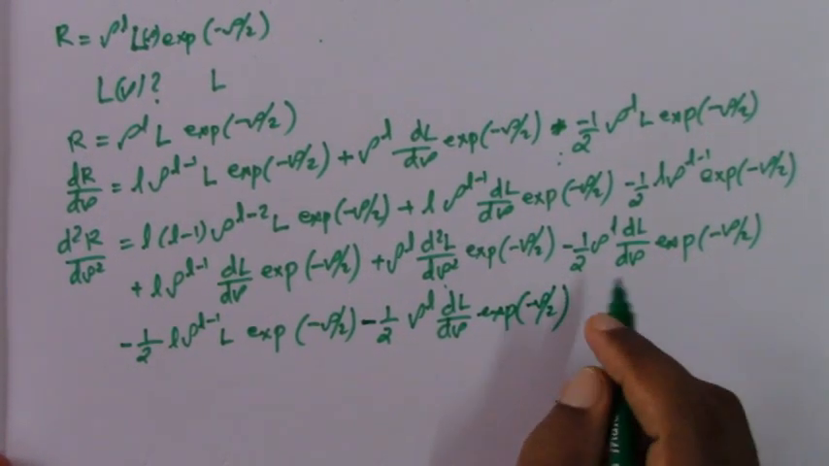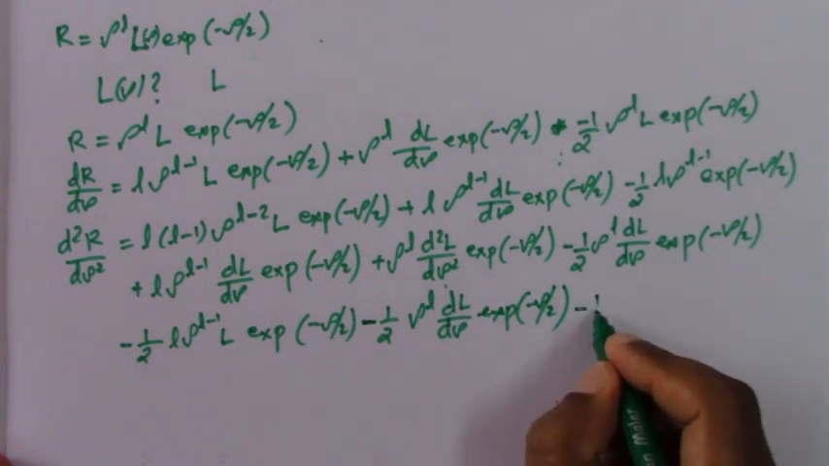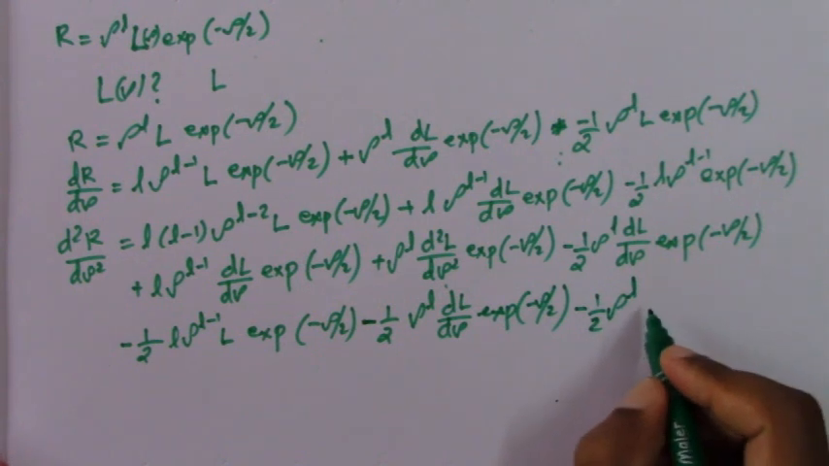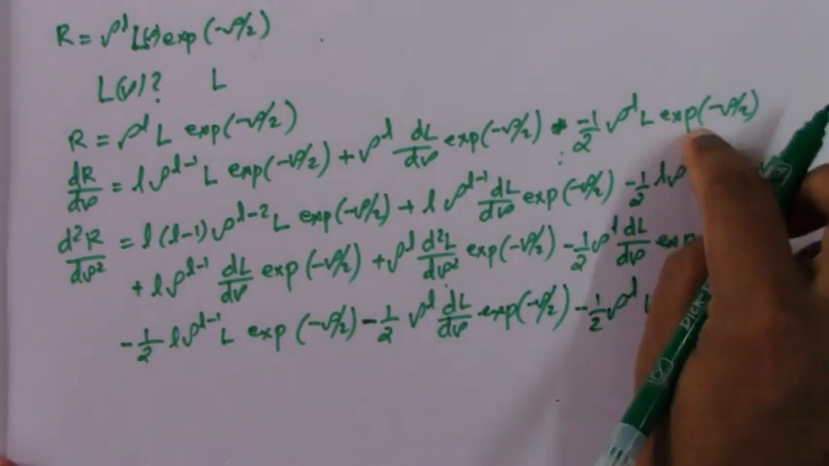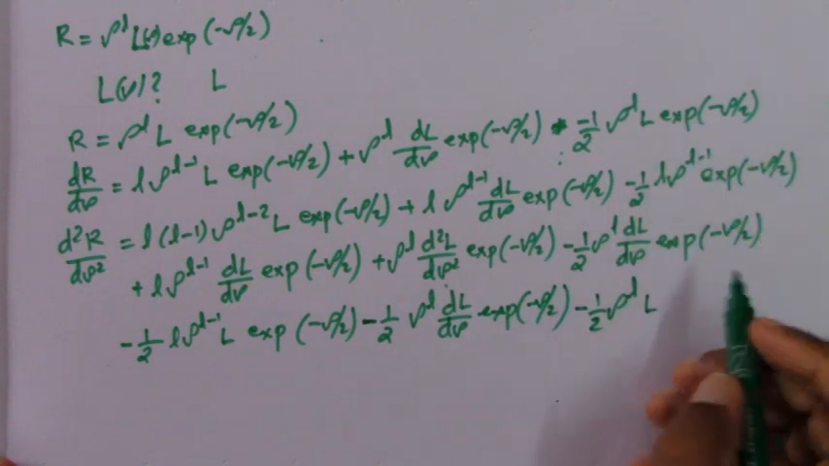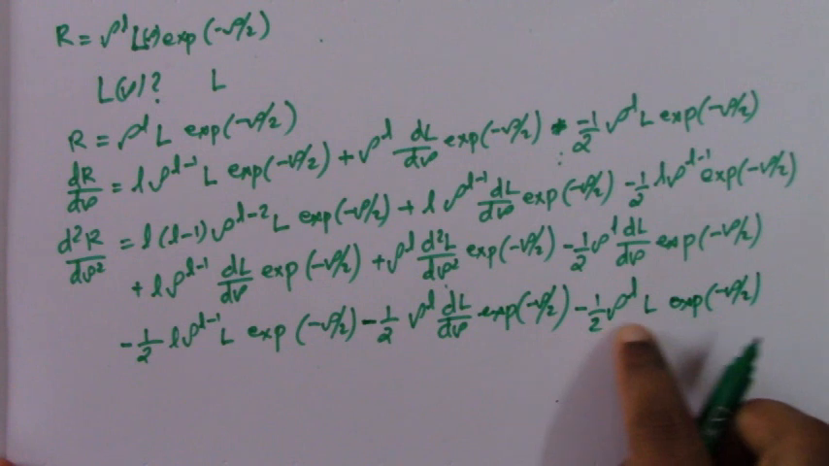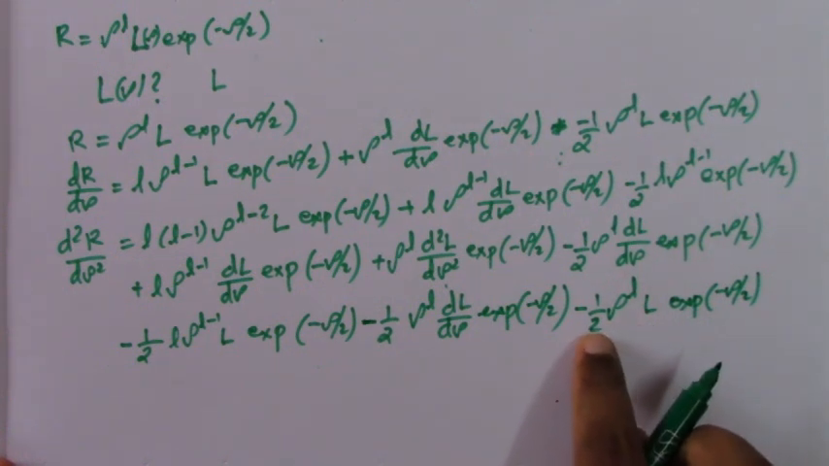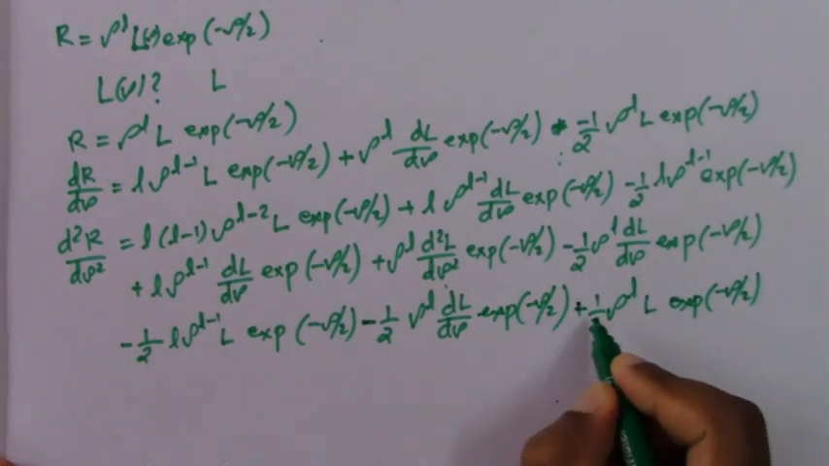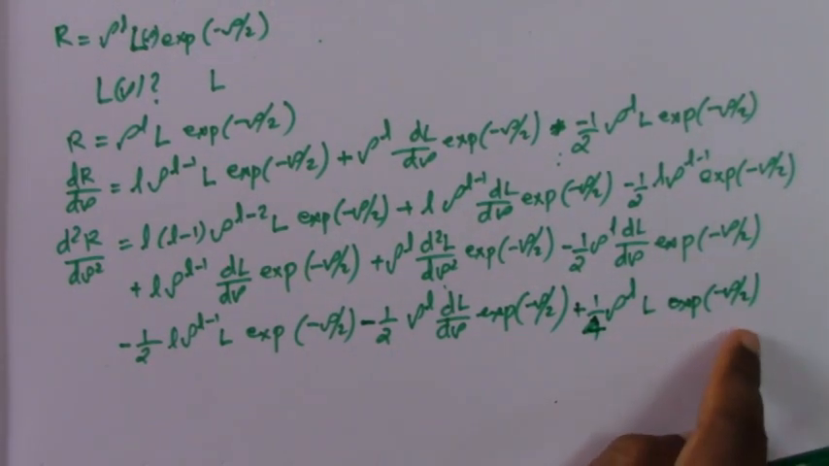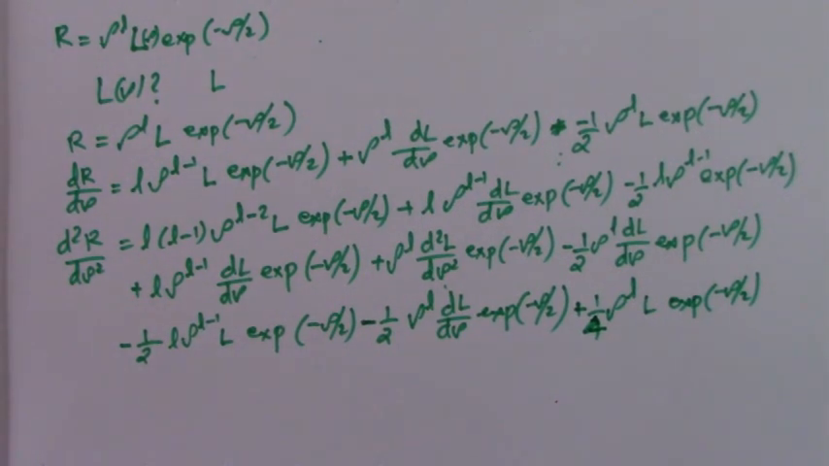Okay, now we go for the last term, that is minus 1 by 2 first term, rho raised to L, then second term L, differential of the third, that is exponential minus rho by 2 into minus 1 by 2. Then that minus 1 by 2 will be multiplied with this one, then it will become plus 1 by 4, plus 1 by 4 rho raised to L exponential minus rho by 2. So we have everything here.